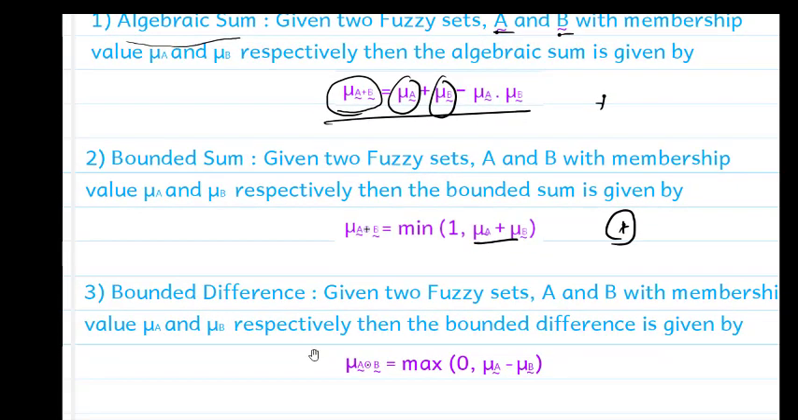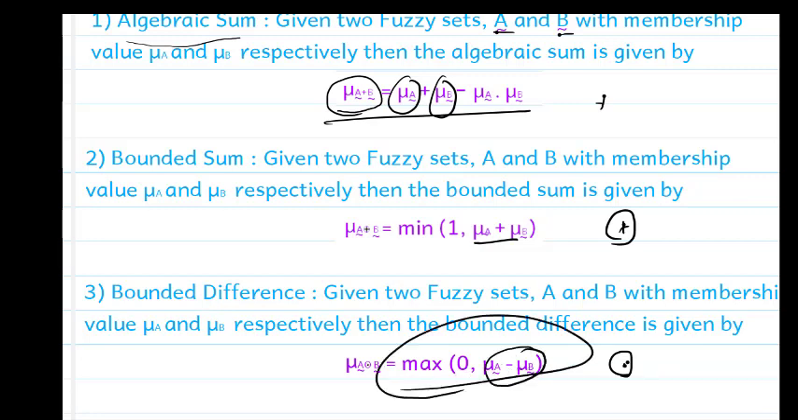Then we have the bounded difference. If we are given two fuzzy sets A and B and the membership values are also given, then the bounded difference is given by this particular formula, that is mu of A, with the symbol being a dot with a circle over it, mu A minus mu B and 0. Whichever is the maximum of these: when we take the difference, it is possible we get a negative value. We don't take negative values, we take 0 in that case, and if it is greater than 0, we take that value.